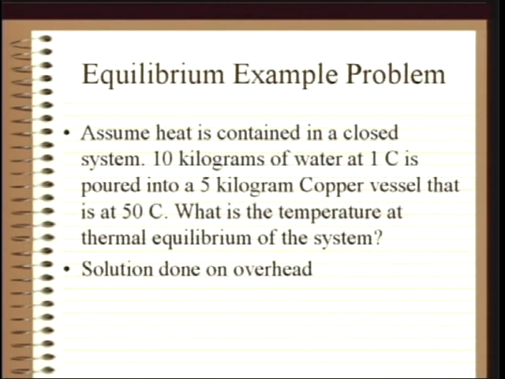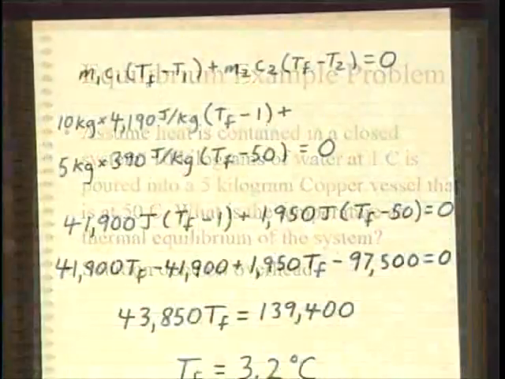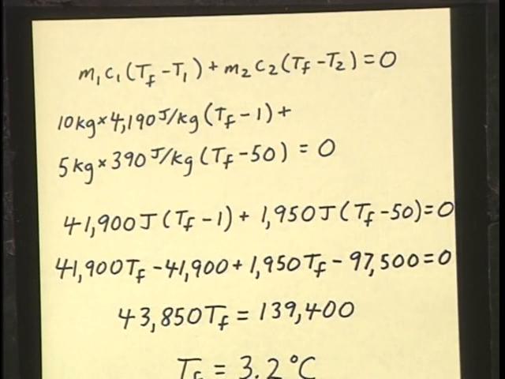So the water is much colder than the copper vessel is. So we know intuitively that the water is going to warm up and the copper vessel is going to cool down. And there's some temperature that they're going to reach over time in which they'll come to thermal equilibrium and have the same temperature. And what we want to determine is what that temperature is. So on the overhead camera, we'll take a look at solving this problem.